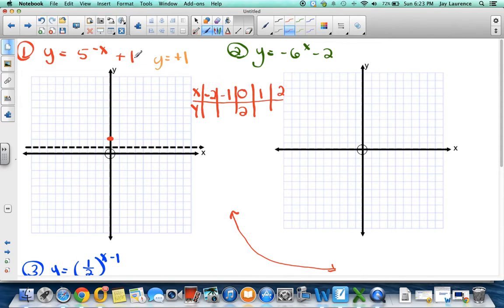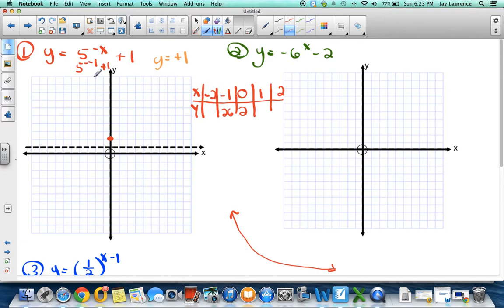Okay, when I put negative 1 in, I'm going to get 5 to the negative negative 1, plus 1. Well, that's 5 to the second, or 25, plus 1, 26. I'm not going to fit that on the graph. That puppy's taking off. All right, what's going to happen when I put 1 in? I'm not even going to worry about doing negative 2 because it's going to be too big.